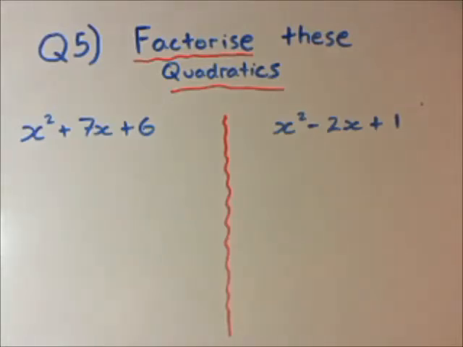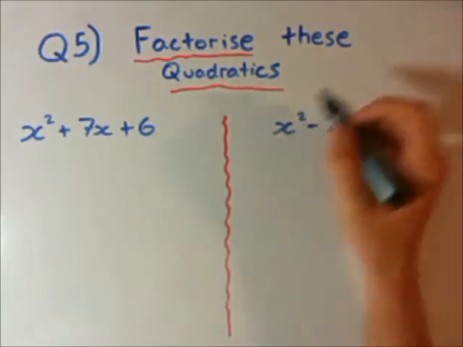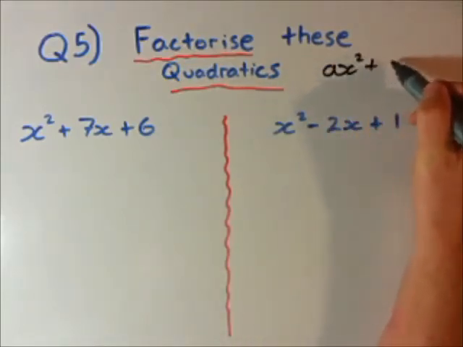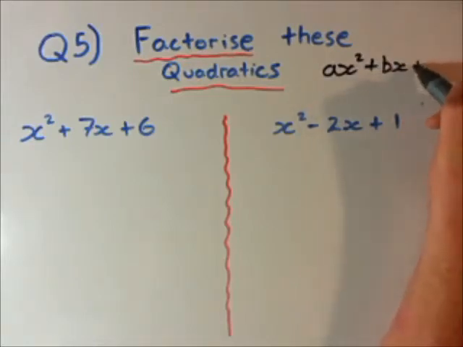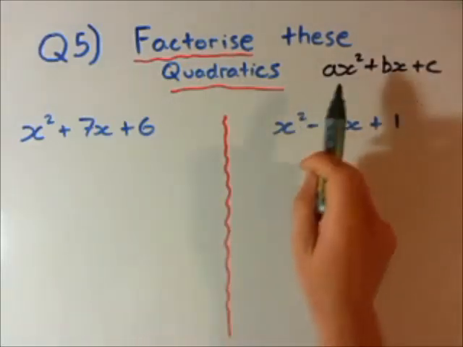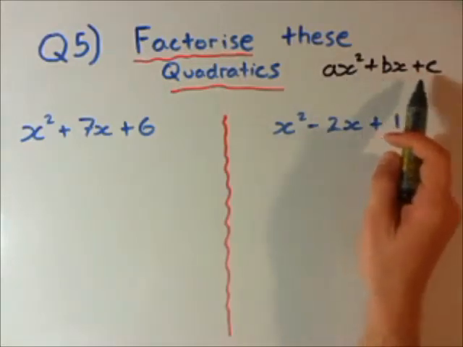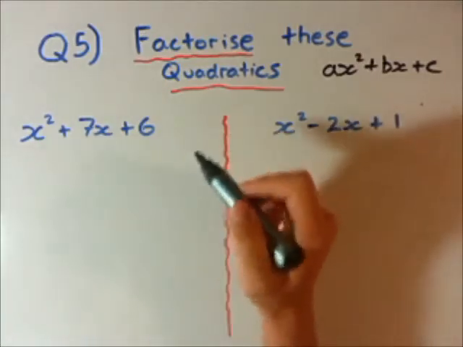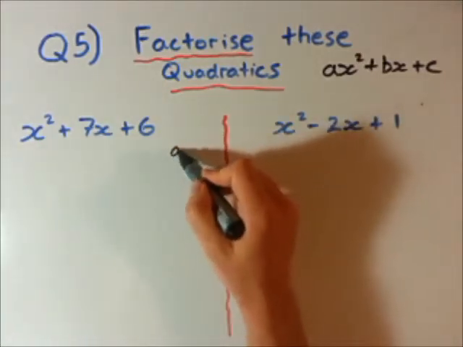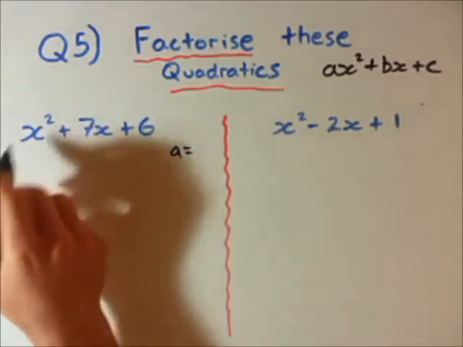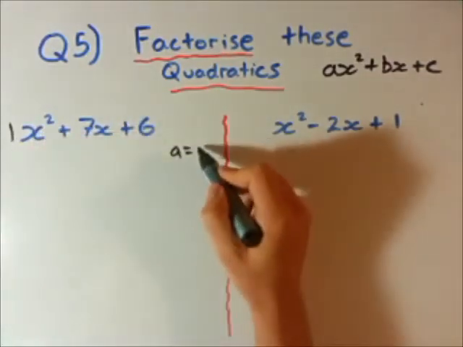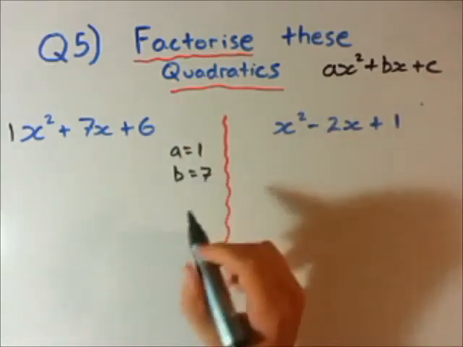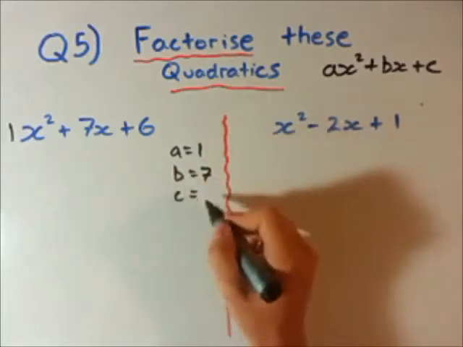Now, what is the form of a quadratic? You probably have seen this in your textbook. A quadratic is in the form ax squared plus bx plus c. Okay? So using this first example, now you should do this every time, on the right hand side of your page, a is 1, because when you have x squared, that's the same as 1x squared. b is 7, and c is 6.